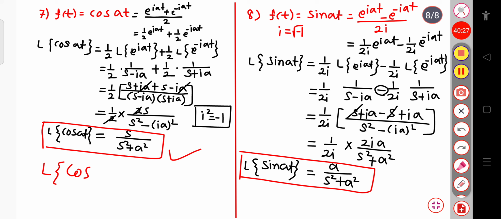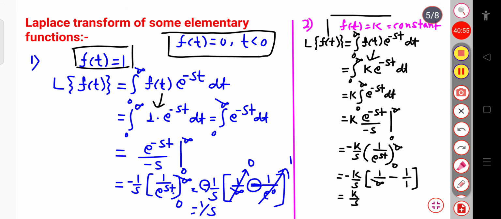This will be equal to s divided by s square plus, in place of a it is 5, because the t coefficient is a. So here 5 square is 25. This is so simple. You have to just remember the process to solve the Laplace transform, that is the integration from 0 to infinity of f of t exponential minus st dt. This is our basic formula.